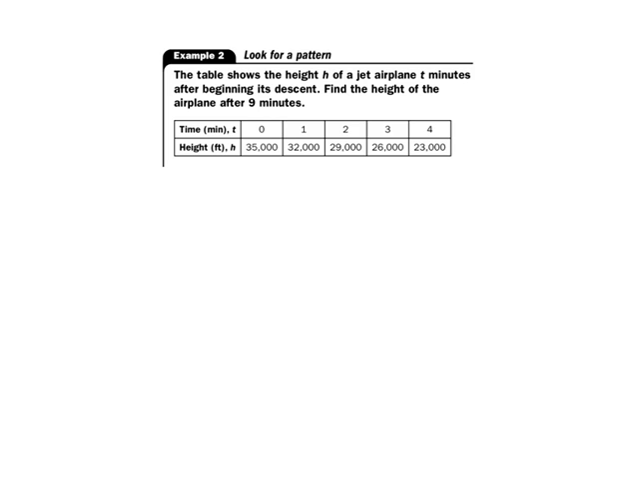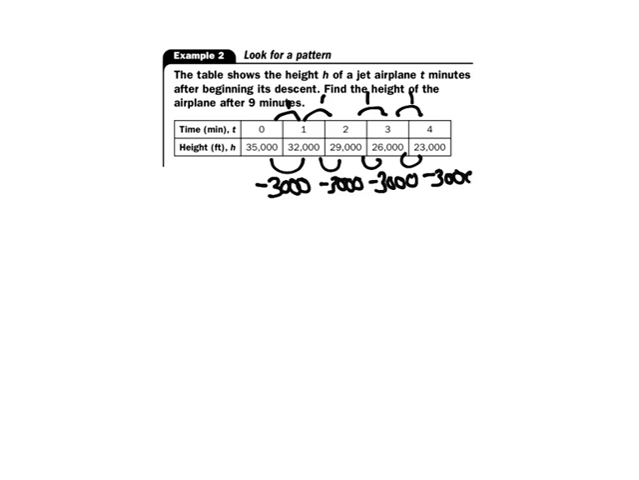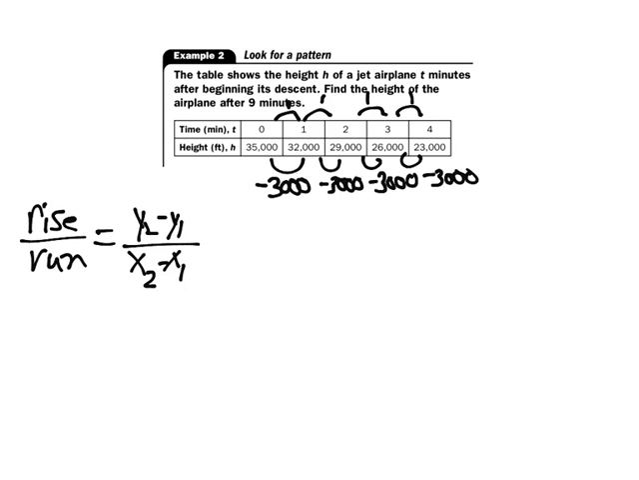The table shows the height of a jet airplane T minutes after being in its descent. Find the height of airplane after 9 minutes. Okay, you'll notice here the distance between each one is 1, so they're going by 1 minute. The distance between each one of these is negative 3,000, and it's going to stay consistent. So in the end, our slope here is rise over run, or y2 minus y1 over x2 minus x1. Or in this case, 1 on the bottom and negative 3,000 on the top.